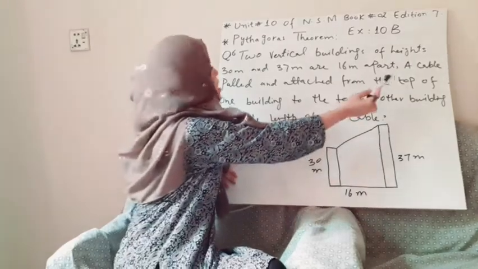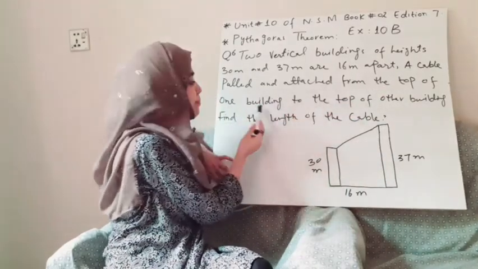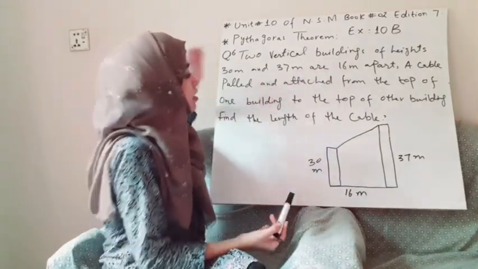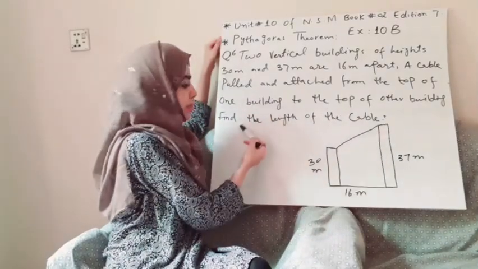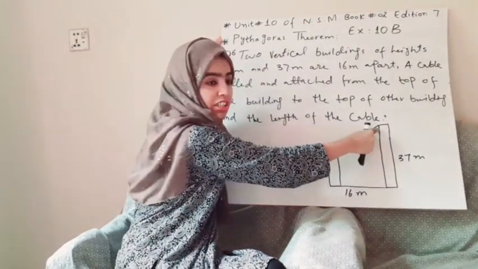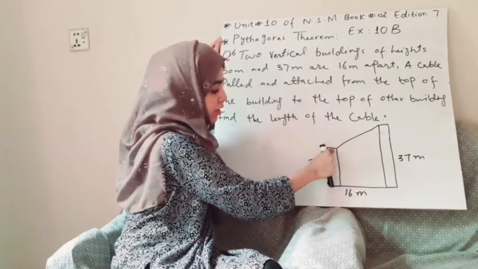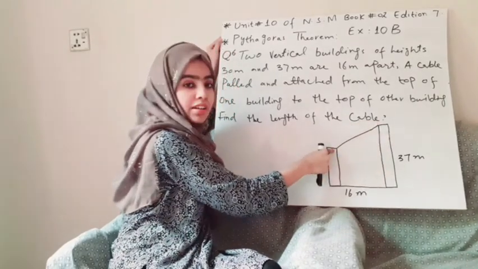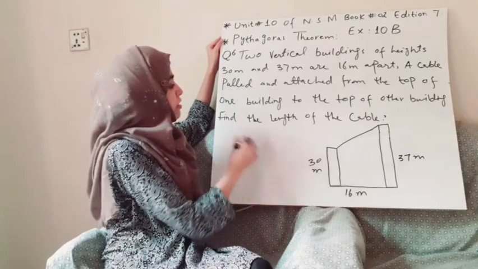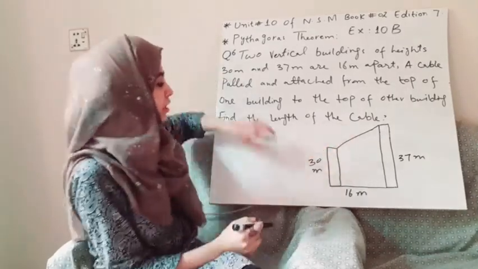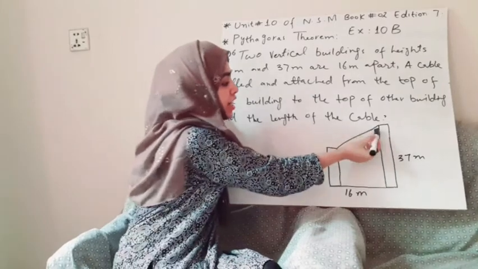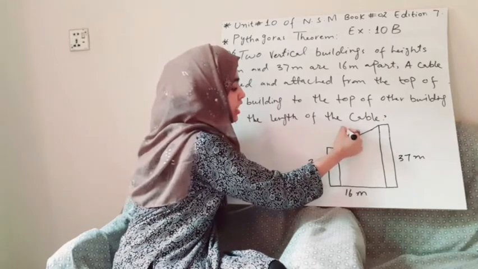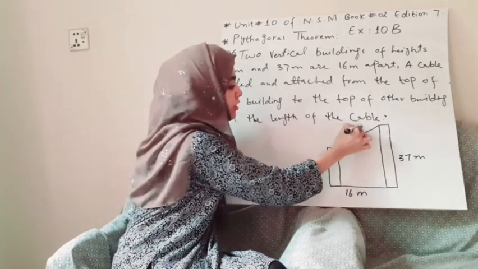Okay, what are they saying? A cable is pulled and attached from the top of one building to the top of the other building. One cable is attached from the top of the first building and pulled to the top of the second building. Now what are they saying? Find the length of the cable. They are asking about the length of that cable, which is attached from the top of the first building to the top of the second building. We have to find the length of that cable.